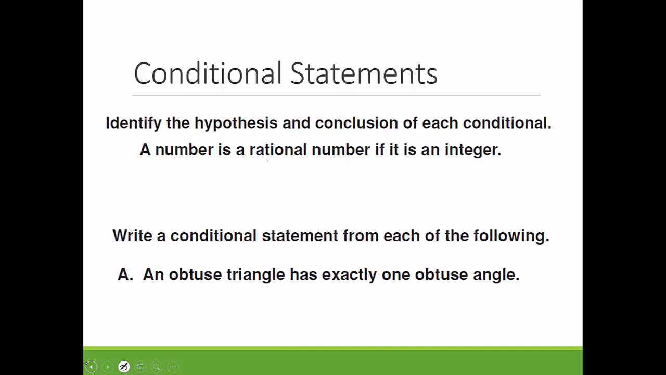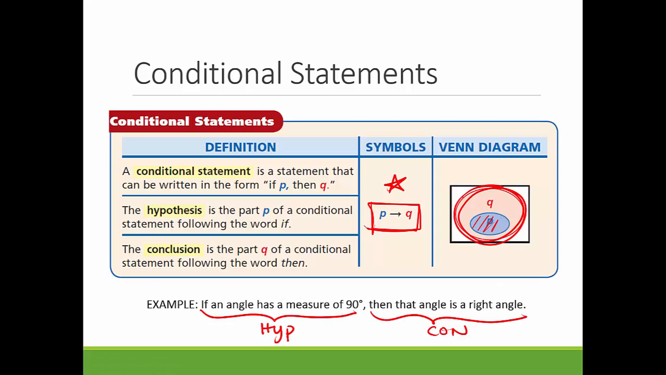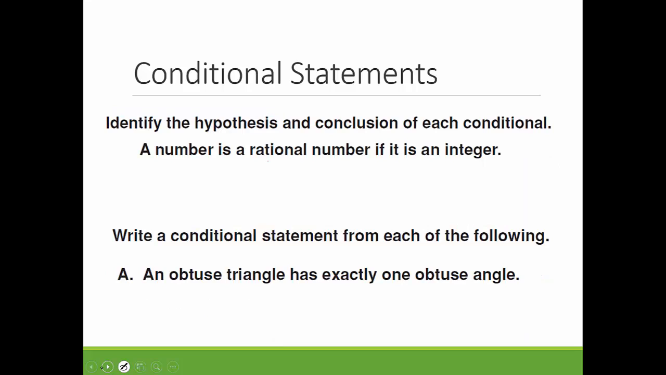So you will have to identify a hypothesis and a conclusion, and it's not always going to be as easy as this one. Hopefully this was pretty easy. You had the if part and then the then part. Sometimes they like to switch things around to make sure you're paying attention. So a number is a rational number if it is an integer. Your hypothesis will always have an if on it. So in this case, this right here is your hypothesis. If a number is an integer, then that number is a rational number. This is going to be our conclusion. So sometimes they switch it around, but know that your hypothesis will always have an if.